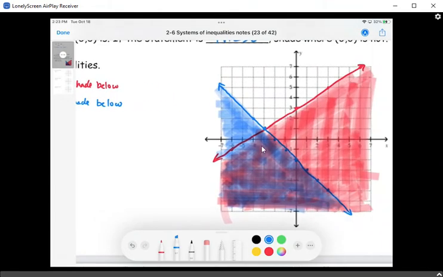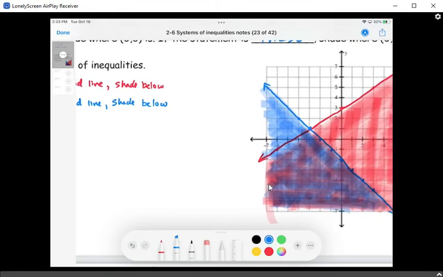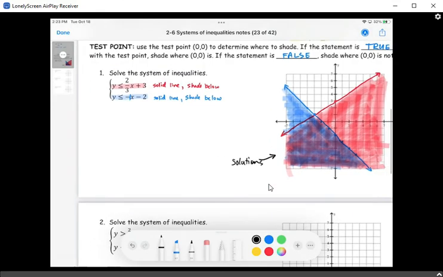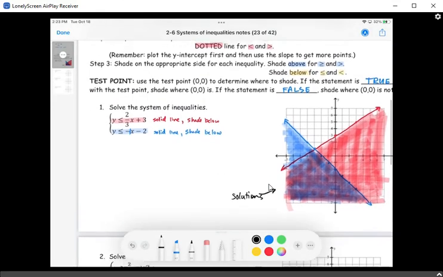And so all of this area that got shaded both red and blue, these are the x and y values that fit into both inequalities. If you wanted to make a little note right here, this part that got shaded with both colors, these are what represents your solutions. All this part that got shaded with both colors is what represents the solutions to the system.